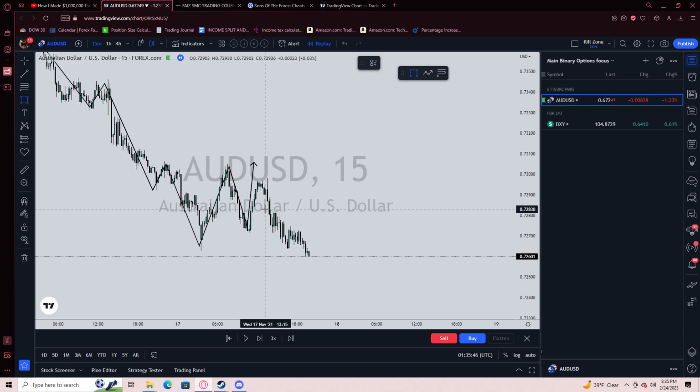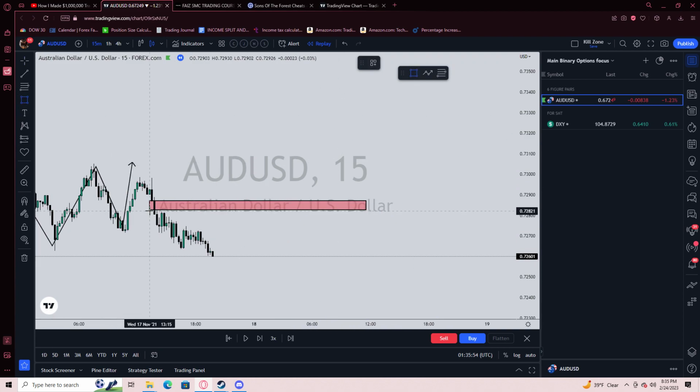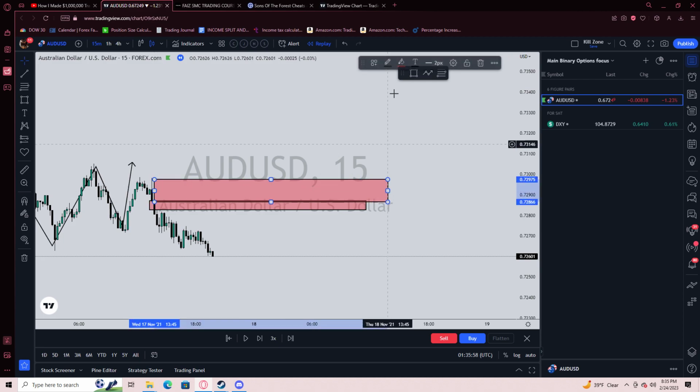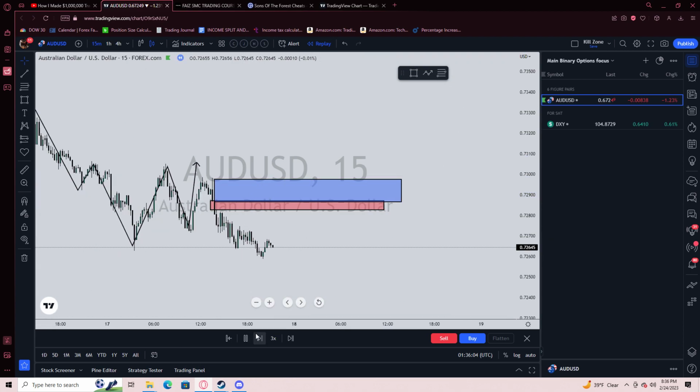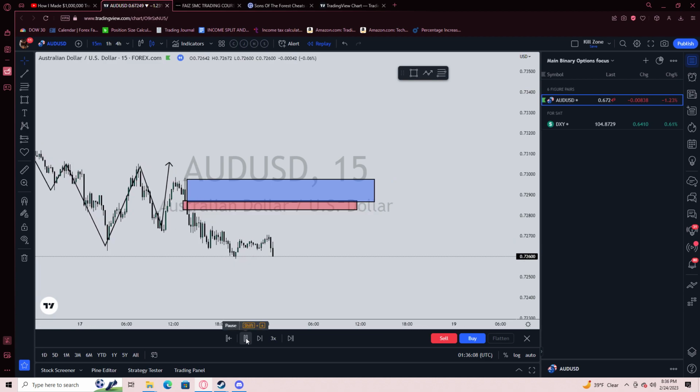So right here, there. This is the fair value gap. The order block is right above it. Change this to a different color. Boom. I'm going to wait for it, wait for it.